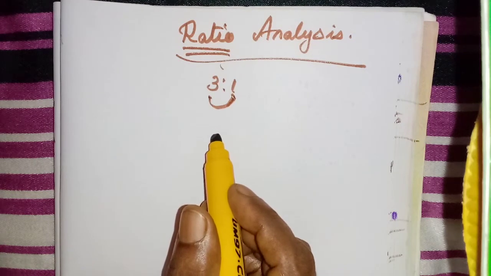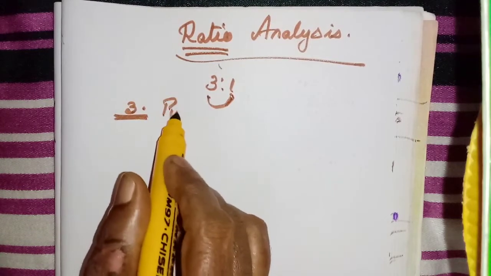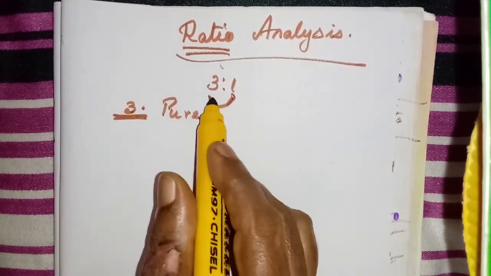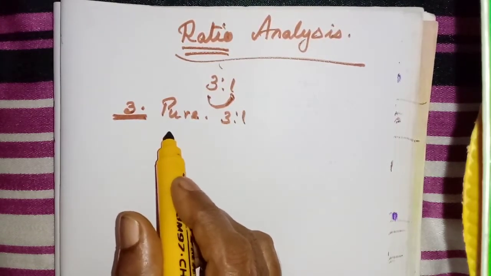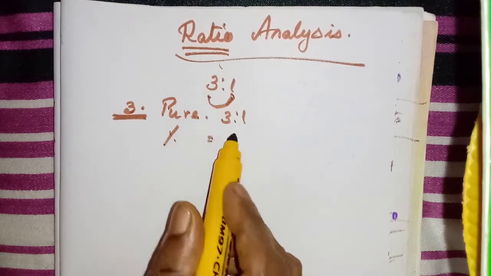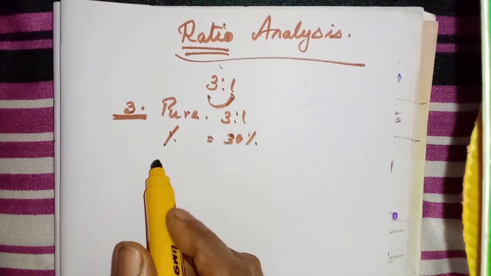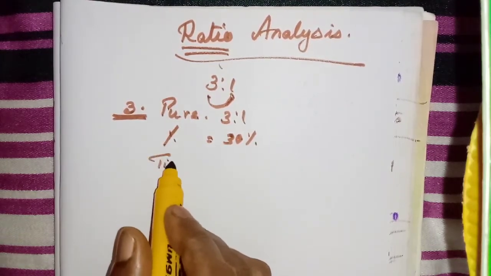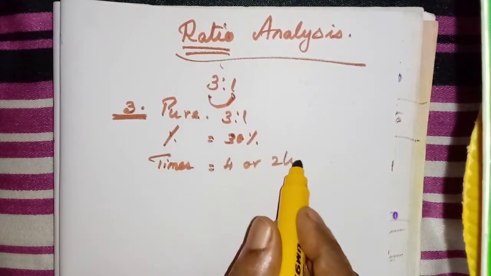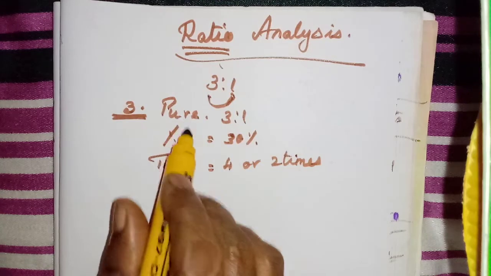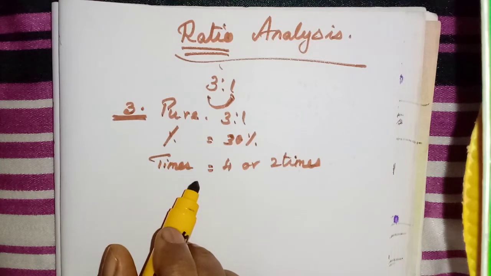Here, 3 forms of ratios are there. One is pure ratio, that means 3:1. A ratio can be expressed in percentage also, maybe 30% or 25%. The other one, times. In times we can give 4 times or 2 times. In these 3 ways we can express the ratio: pure ratio, percentage ratio, time ratio.